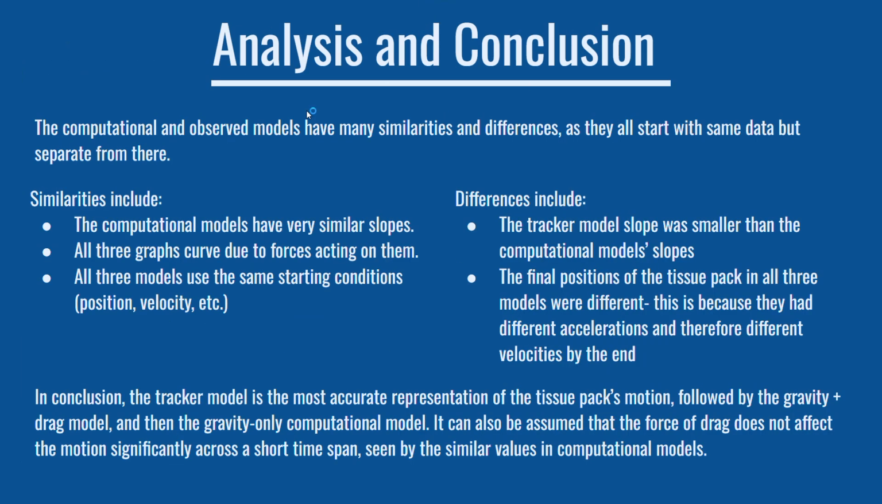So for our analysis and conclusion, we have some similarities and differences. The computational models had very similar slopes, as I mentioned, and all of them have curves. That is because there is acceleration acting in that. And then they all had the same starting conditions. Now for some differences, the slope of the Tracker one was very flat compared to the other two, and the final positions were all different because of their different accelerations. Now, the Tracker model, as I mentioned, is the most accurate because it is the realistic one.